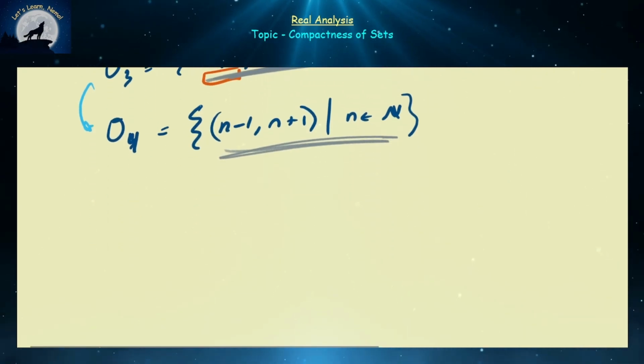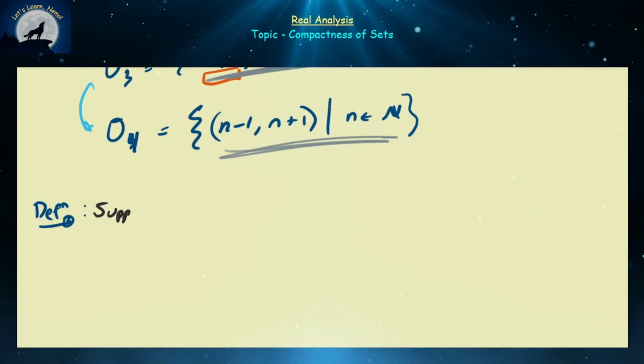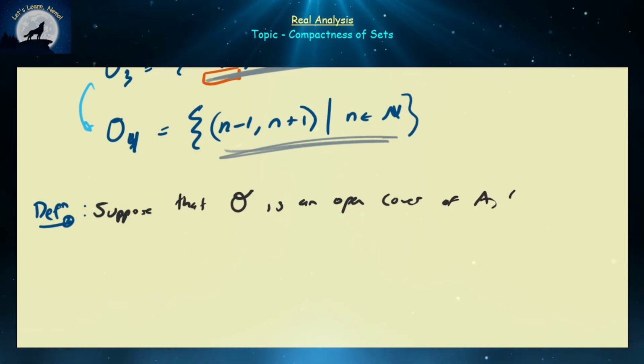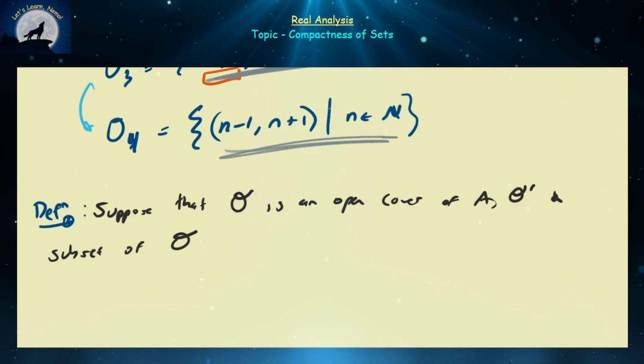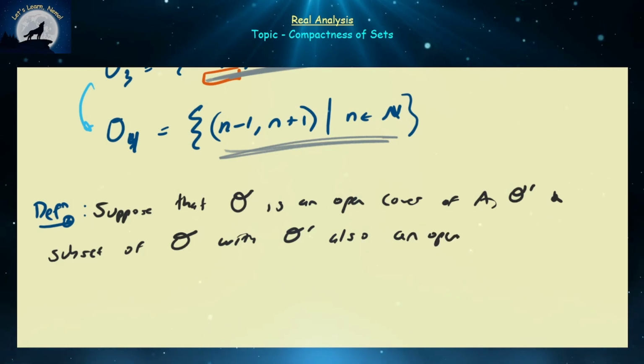So now, once we have this, let us define the next important concept. Definition number 2. Suppose that O is an open cover of A and O prime is a subset of O. That is, it's some open sets, but not all of them that could potentially be in O, with O prime also an open cover of A.